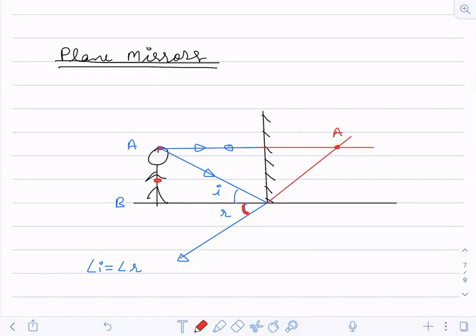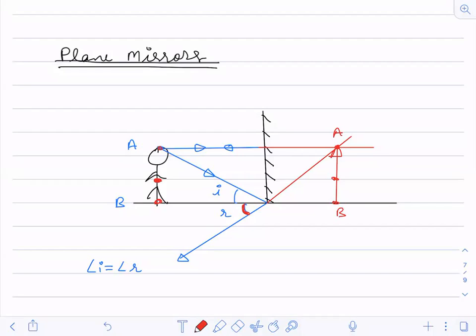If this is the image of the point A, and I take a point in between, where will the image be formed? Somewhere here. If I draw an image of this, it will be somewhere here. So you get an image like this. Now you are getting an image like this. Understood? A and B.